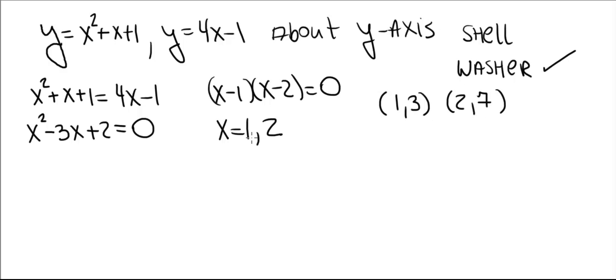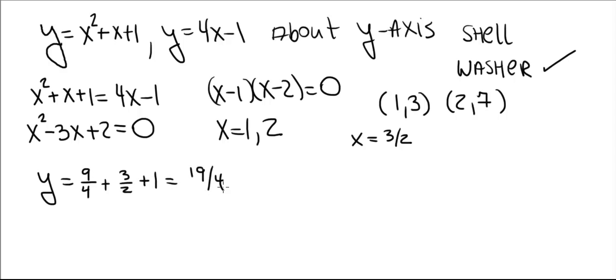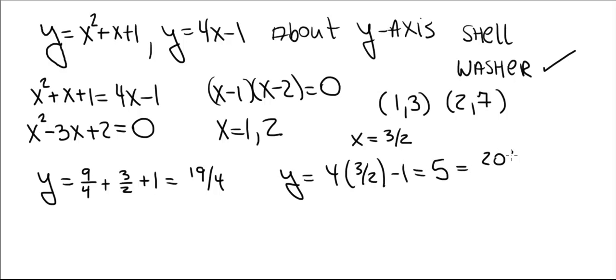Now pick a point between 1 and 2 for x. Let x be 3/2. If I plug 3/2 into the parabola, y is 9/4 plus 3/2 plus 1. That's 19/4. If I plug it into the line, y is 4 times 3/2 minus 1, which is 5, and that is 20/4. So you can see the line is higher than the parabola.